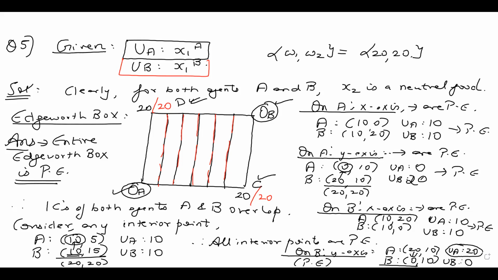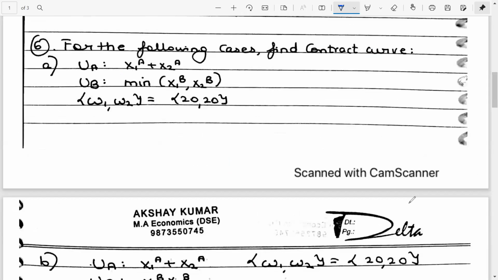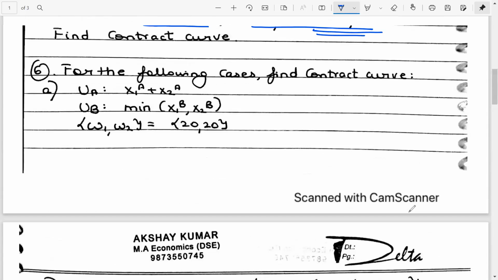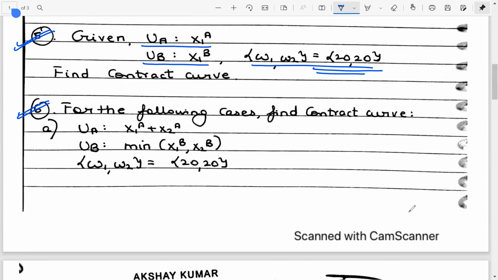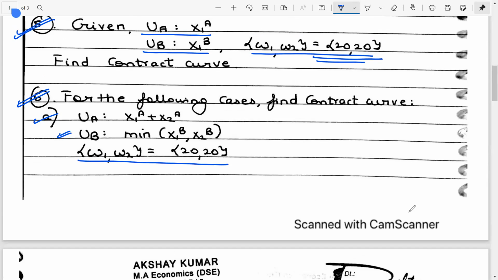Let's come back to the assignment, and let's look at the last few questions of the assignment. So question 6. Okay, so let's look at question 6. We are given the utility function of A, which is x1a plus x2a, perfect substitute type. Utility function of B is given to us as min of x1b, x2b, perfect complement type. And the endowments are given to us as 20, 20. We need to find the contract curve.